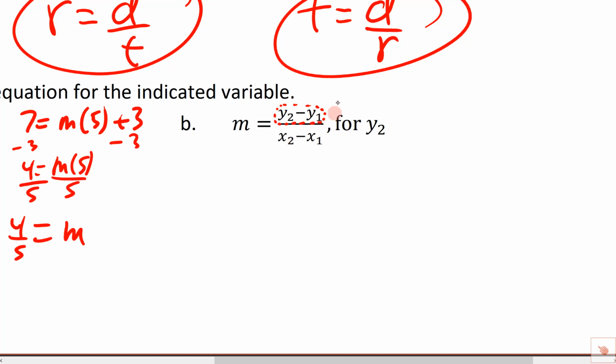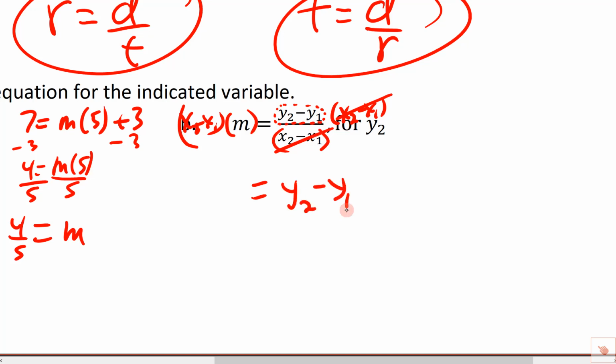So here's what I'm going to do. I'm going to multiply by x2 minus x1. Multiply this side by x2 minus x1. Okay? Now on this side, this entire factor is going to cancel with that entire factor. So we're going to have y2 minus y1 on this side. And then this gets a little bit interesting. On this, I could just write this as m and then x2 minus x1. If you wanted to distribute through, you totally could. That wouldn't be a problem at all.